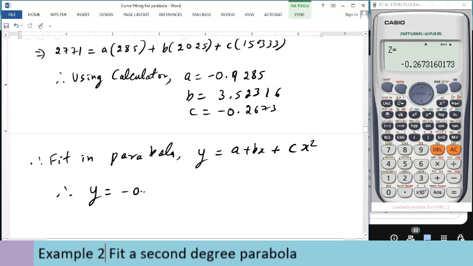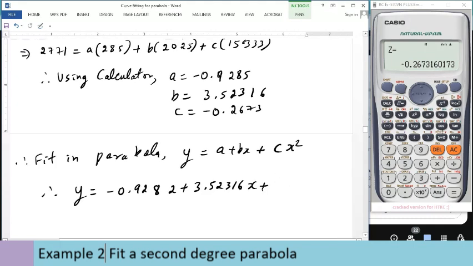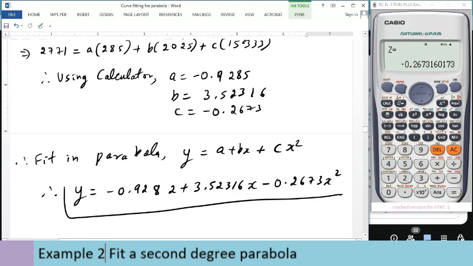First A value, that is minus 0.9282 plus next I'm going to substitute B value, that is 3.52316 x plus last value is our C, that is minus. Okay, I will take here minus something, minus 0.2673 x square. So this is your final answer.